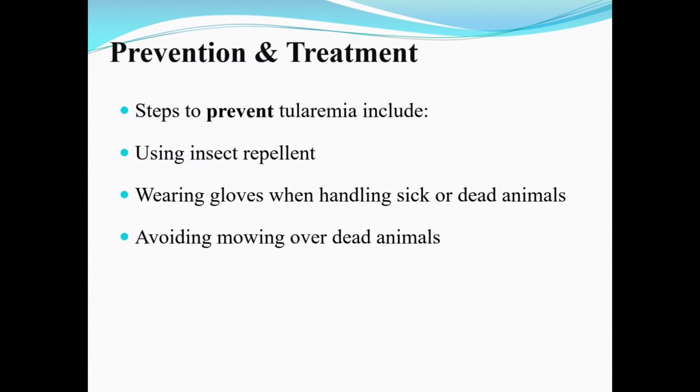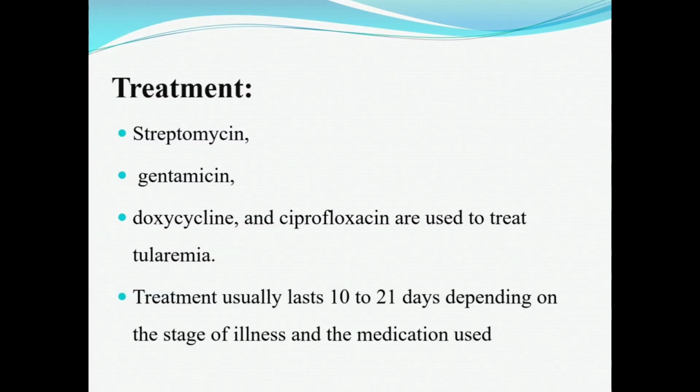The prevention methods for tularemia are using insect repellent, wearing gloves when handling sick or dead animals, and avoiding moving over dead animals. For treatment of Francisella tularensis, streptomycin, gentamicin, doxycycline, and ciprofloxacin are used to treat tularemia. The treatment usually lasts 10 to 21 days depending on the stage of illness and the medication used.